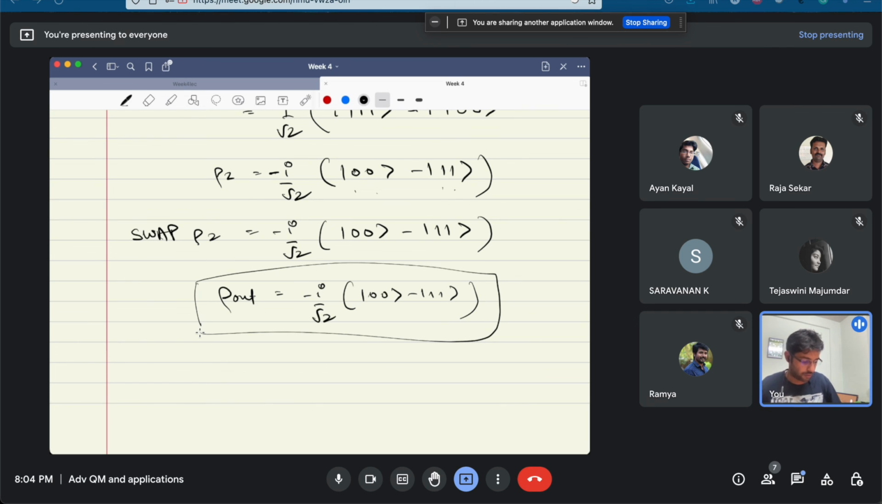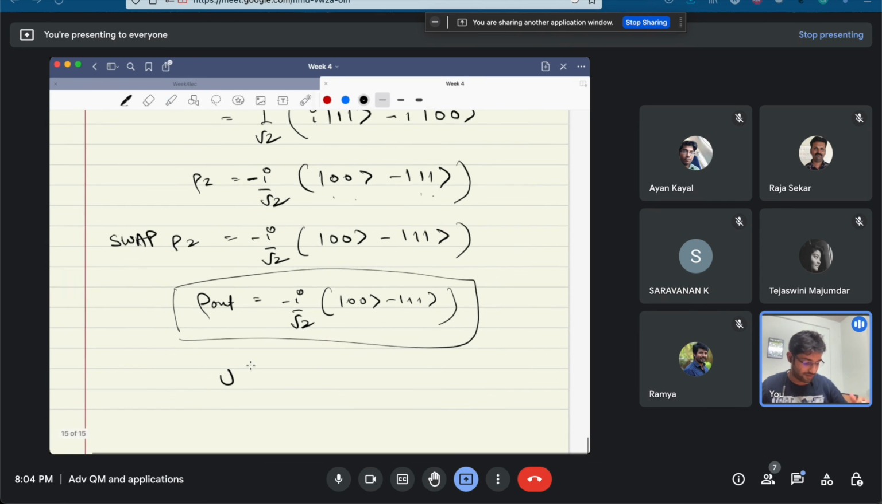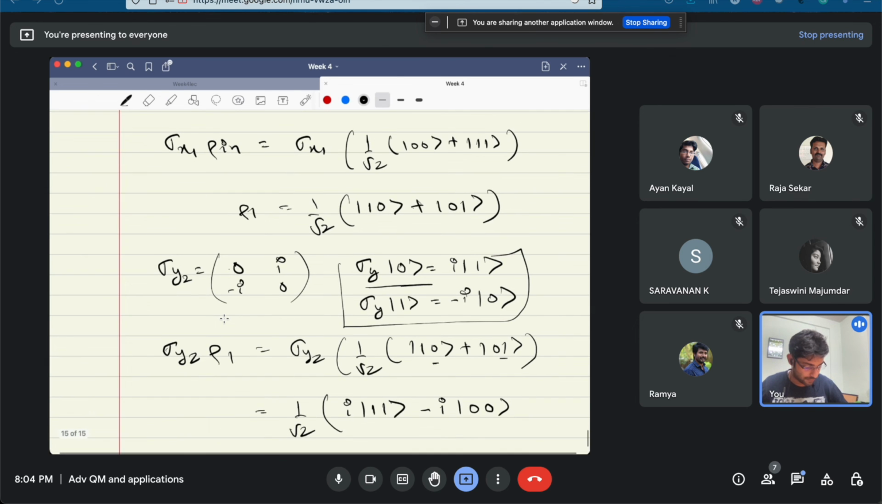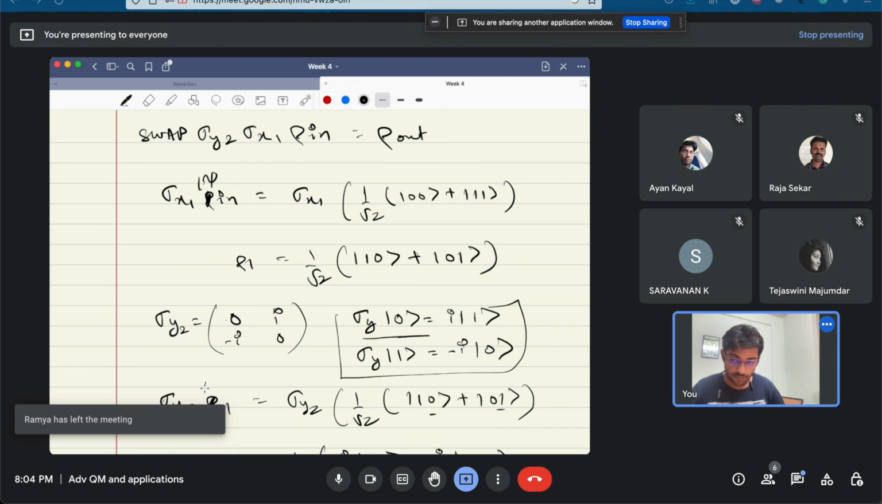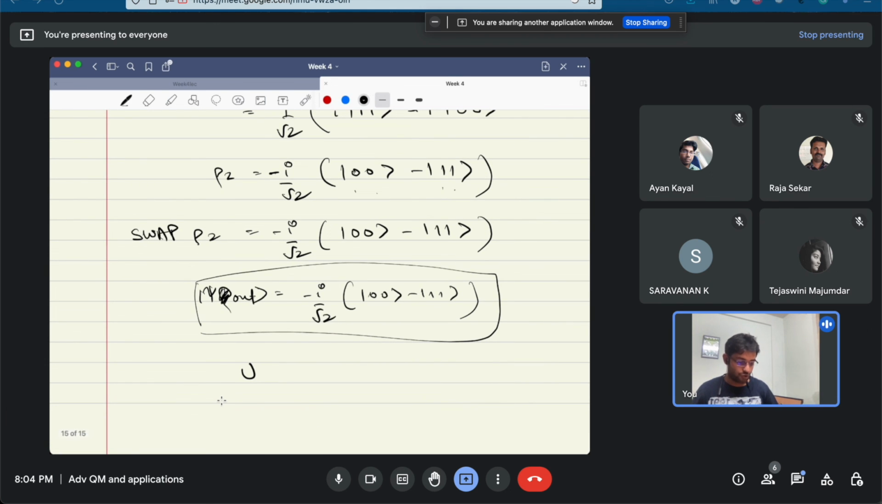So this is your output density matrix, and similarly you can find your, sorry, this is not really a density matrix, sorry about that. These are the states. This is psi out, not rho out. I'm so sorry about this. Okay, these are all psis. Okay, and you can similarly find out your U here.